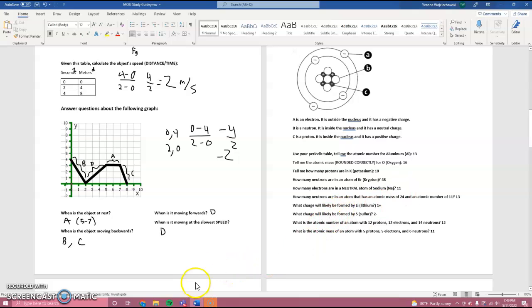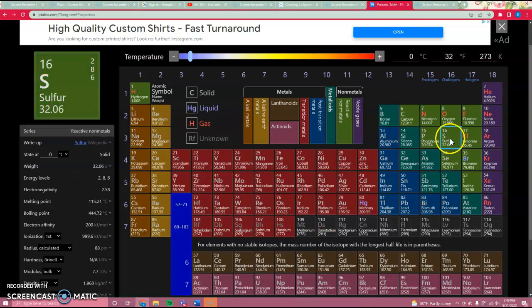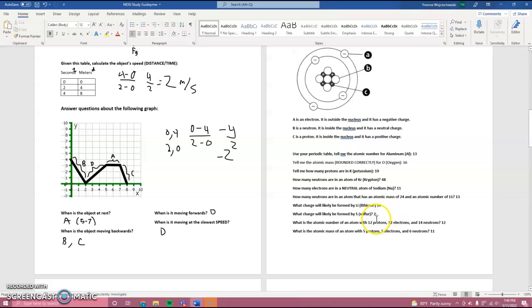What charge will be formed by sulfur? Sulfur is right here. It can either gain 2 electrons or it can take away 6. Adding 2 is going to be a lot easier. Sulfur likes to gain 2 electrons. Gaining 2 negative charges gives you a charge of negative 2.